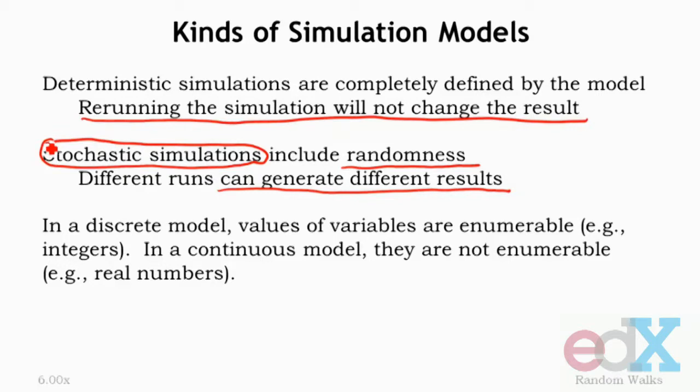In a discrete model, the values of the pertinent variables are enumerable, for example, the integers, whereas in a continuous model, they're not enumerable, for example, the real numbers. Imagine, for example, analyzing the flow of traffic along a highway. We might choose to model each individual car, in which case we would have a discrete model. Alternatively, we might choose to treat traffic as a flow, where changes in the flow can be described by differential equations. This leads to a continuous model. All of the simulations we'll be looking at in this course use discrete models only.